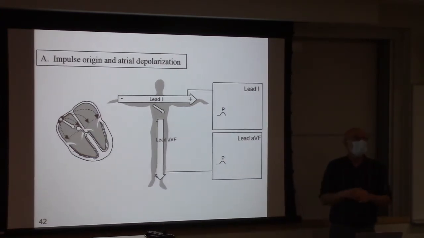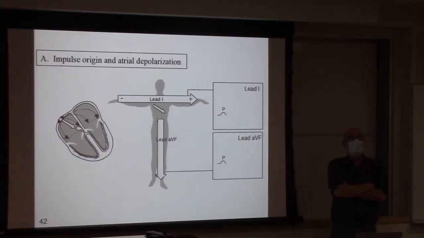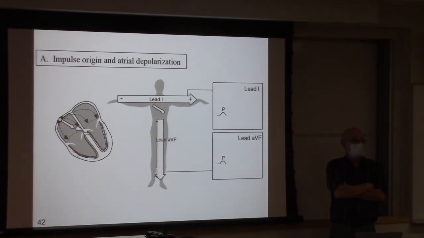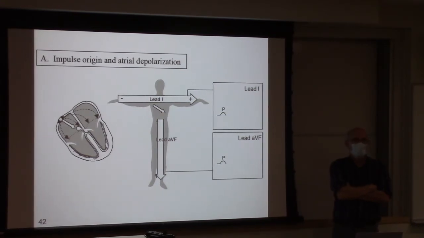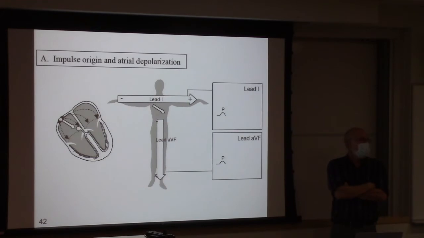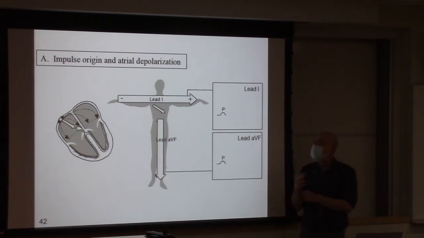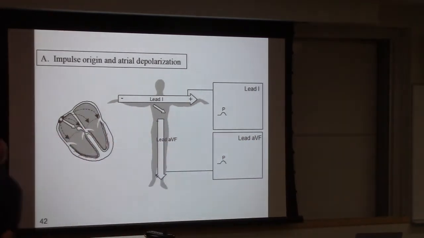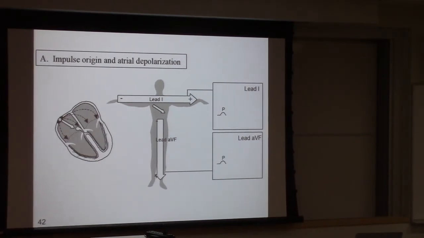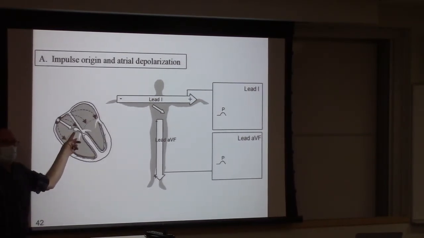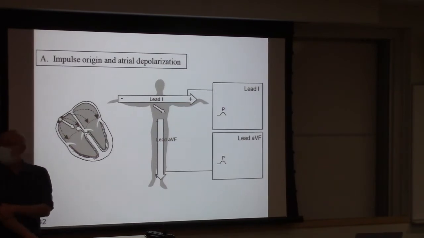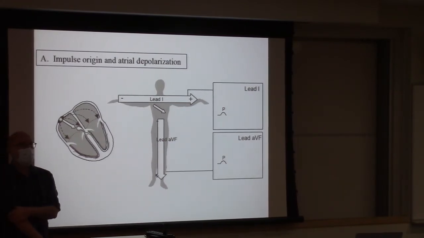Which lead, if this is the cartoon, which lead is the P wave going to be biggest? Lead 2. Why? Because they're going in the same direction. That's going to be more parallel. It's parallel to lead 2. Lead 2 is most closely aligned with this vector. Which lead would give a negative P wave?